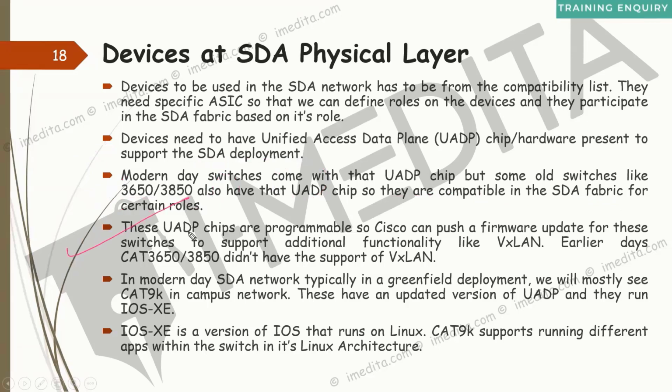These chips are programmable, so Cisco can push firmware upgrades onto these switches to support additional functionality like VXLAN. In earlier days, switches such as 3650, 3850 didn't support VXLAN, but then Cisco pushed a firmware upgrade. So you can now update your 3850, 3650 switch firmware, and it will now support the VXLAN functionality.